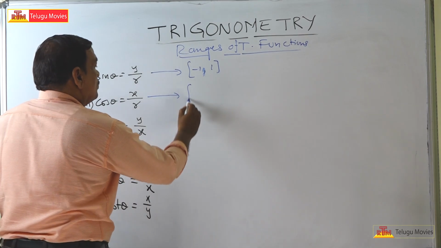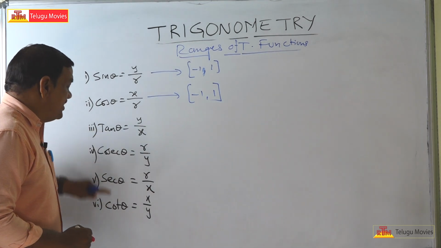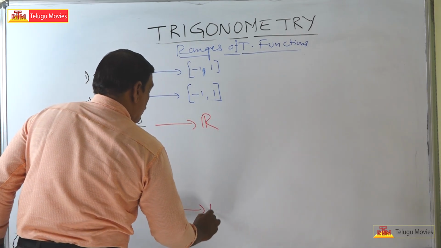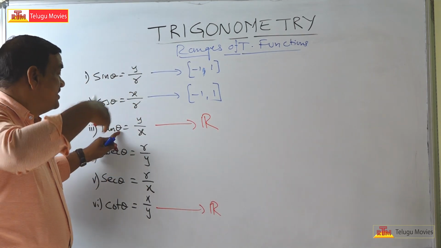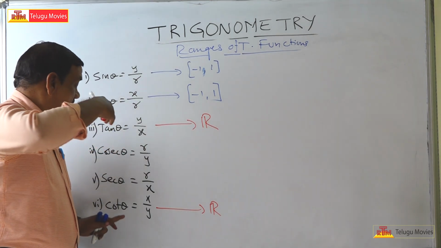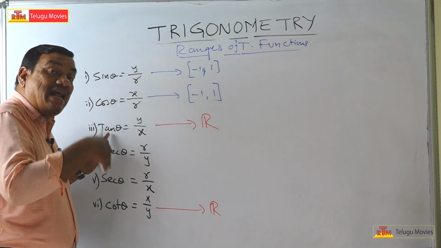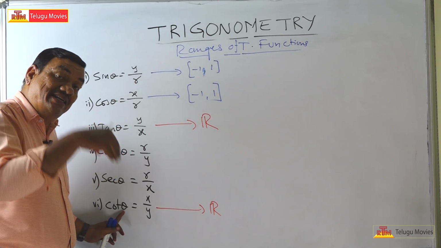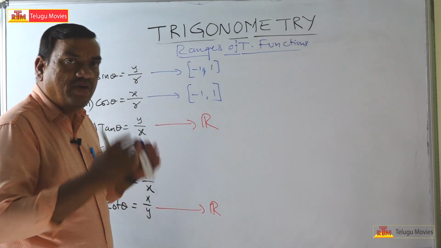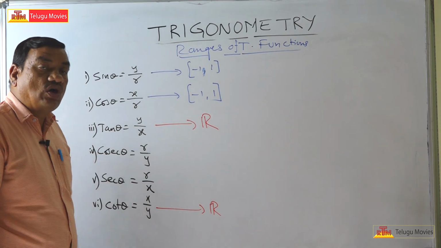For cos theta also the range is -1 to 1. For tan theta and cot theta, the range is the set of real numbers. That means as theta increases, tan theta also increases, and as theta increases, cot theta also increases. As theta decreases, tan theta also decreases, and cot theta values also decrease. There is no bound, so maximum and minimum we cannot define. That's why the range of tan theta and cot theta is the set of real numbers.